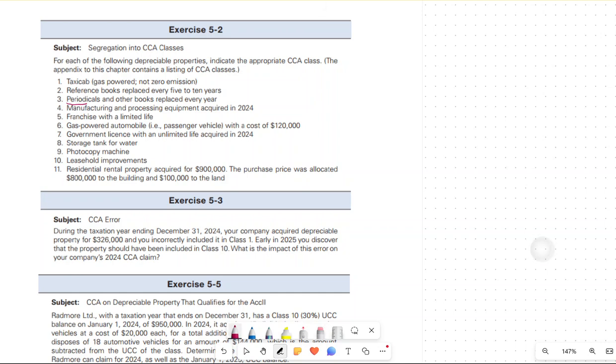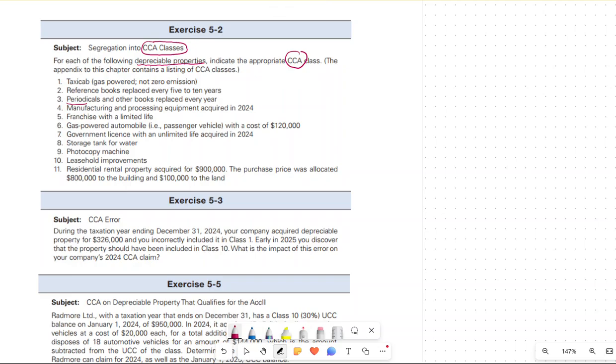Today's recording is to cover some of the questions and theory that we learned in chapter 5. What we're doing is finding out what class this asset is sitting in. First of all, the asset has to be a depreciable property in order for us to put it in a class. When we put it in a class, that class has a percentage that we write off as CCA.